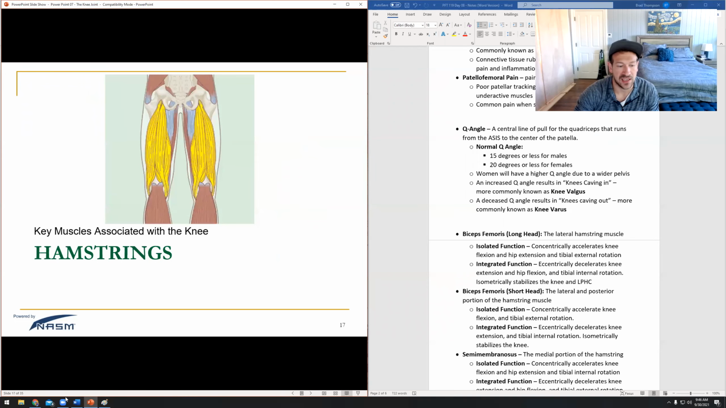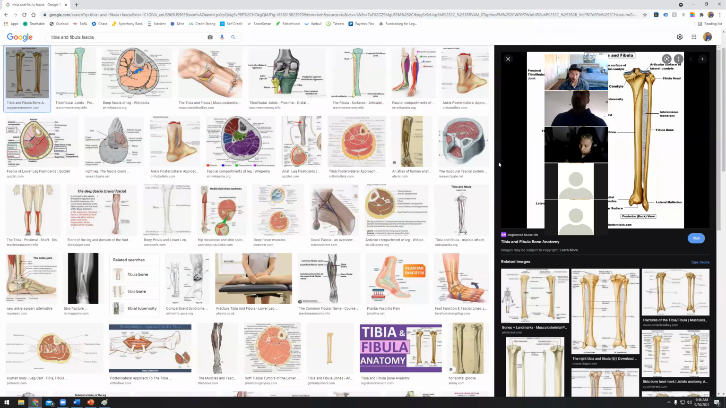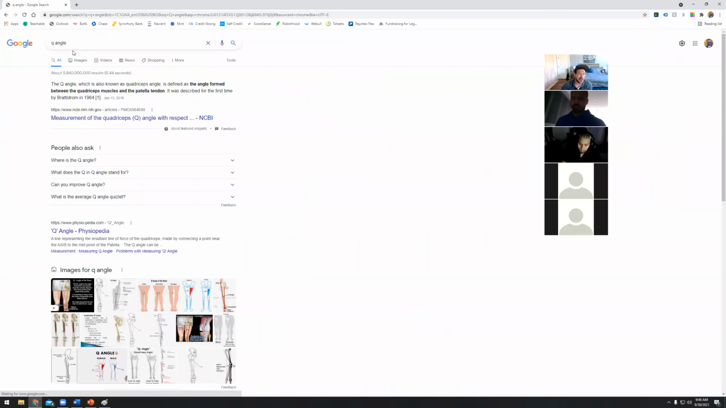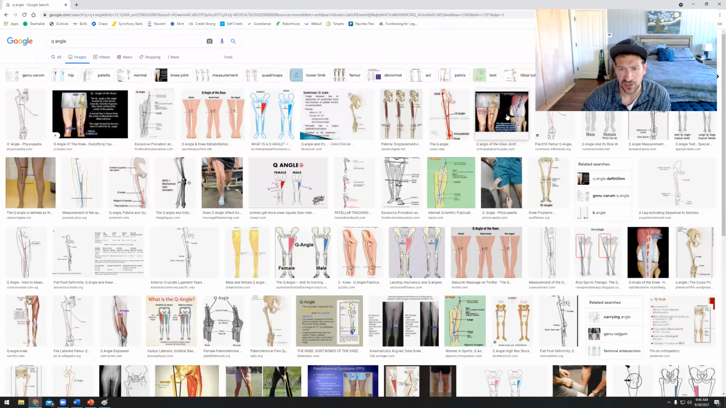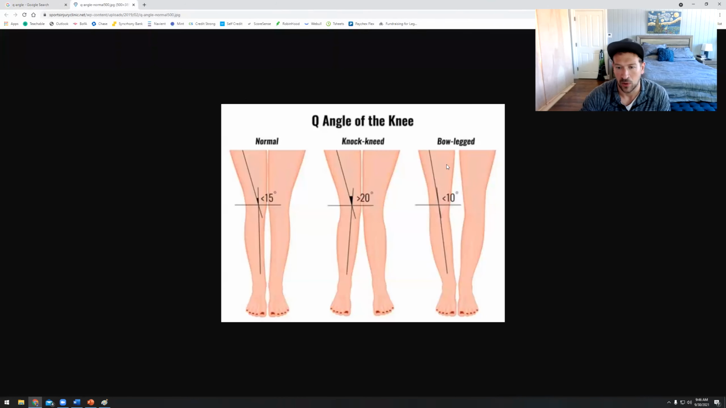And sometimes you'll see the exact opposites. You will also see a decreased Q angle, which is also bad. Your Q angle, sometimes you'll see the bow-legged posture. That's also not good. So again, normally we want it about 15 degrees.